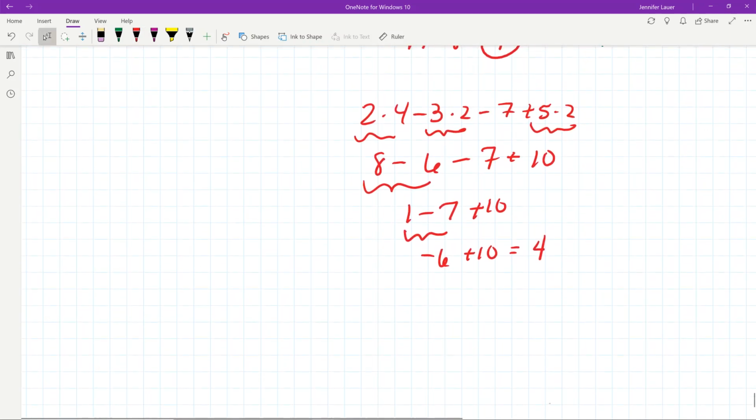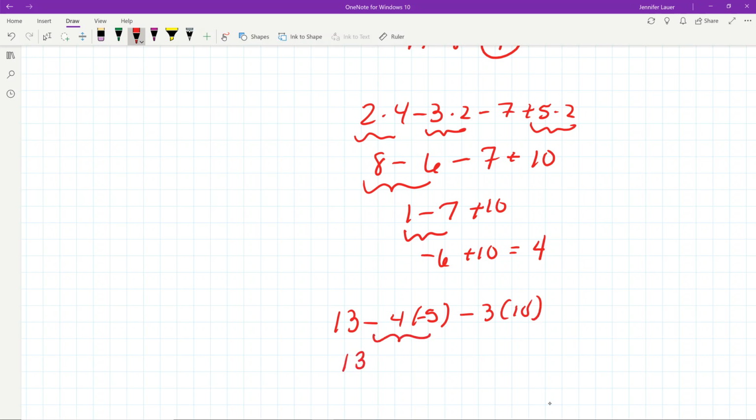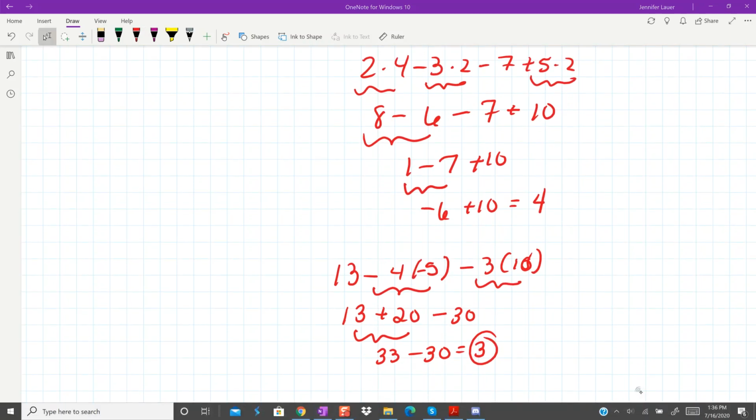And we'll do one more just to make sure we cement this home. So 13, negative 4 times negative 5 is positive 20. And negative 3 times 10 is negative 30. So 13 plus 20 is 33. And 33 minus 30 is 3. And that is it for order of operations.